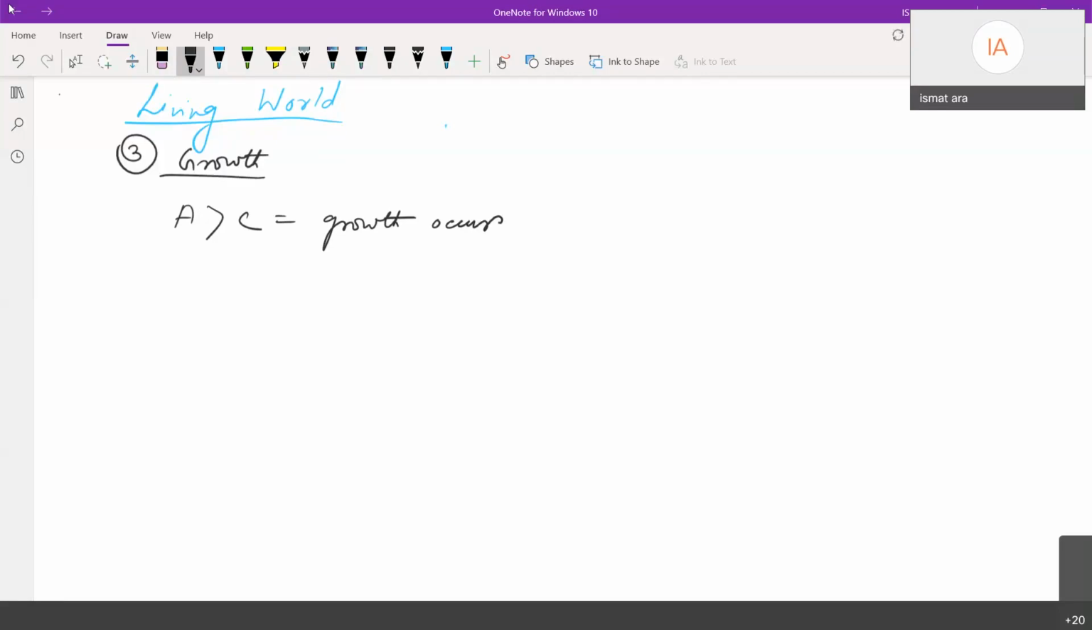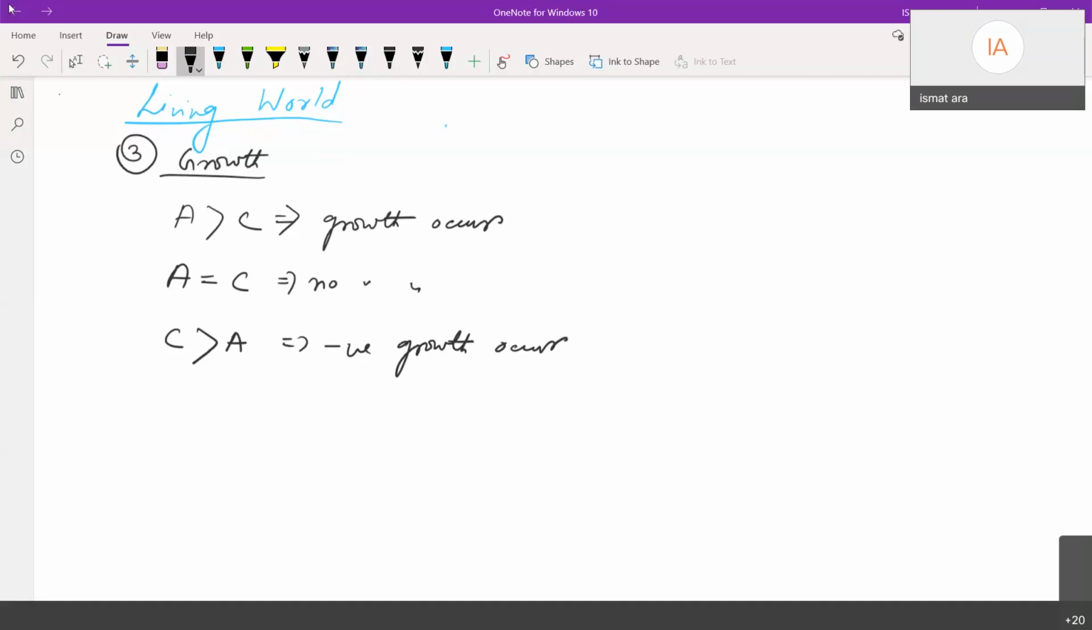Suppose whatever food you are synthesizing, that much amount of food you break down. So anabolism is equal to catabolism. Then you will say no growth occurs. And if catabolism is more than anabolism, then negative growth occurs.